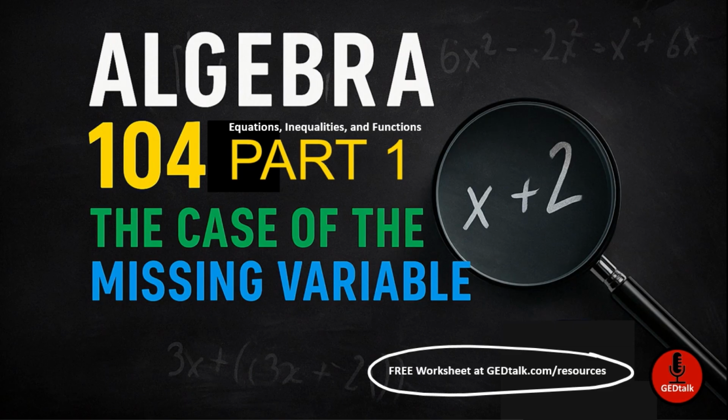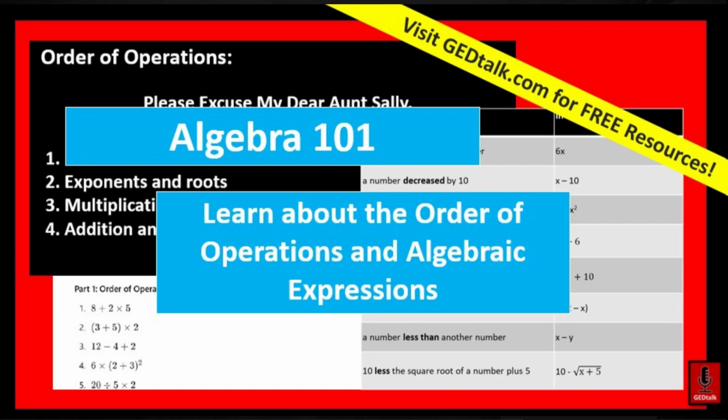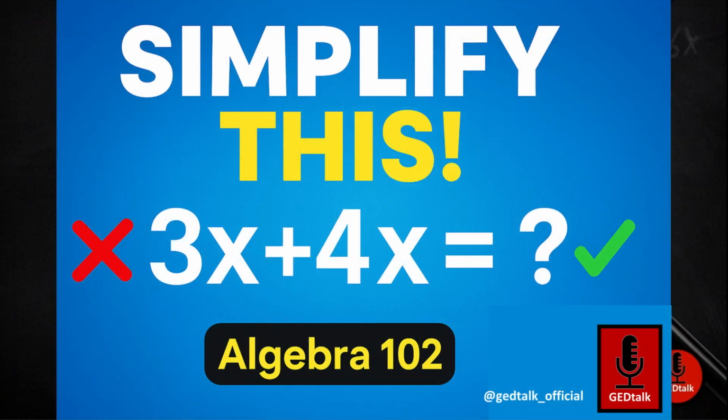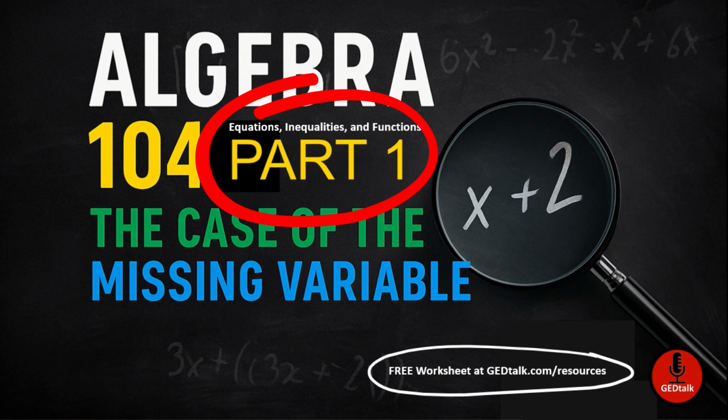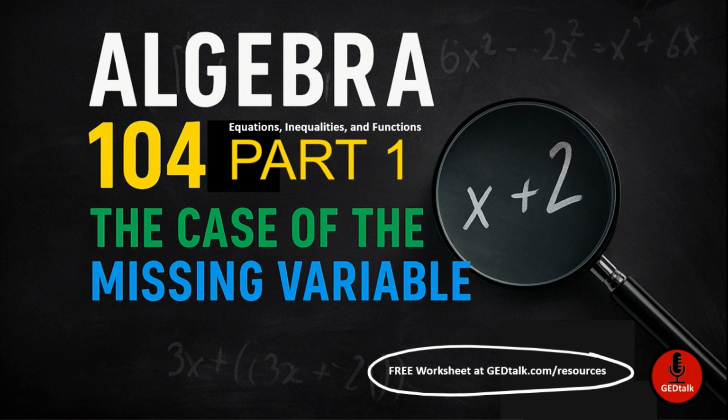Thank you for joining me for Algebra 104, Part 1, the case of the missing variable. And if you're wondering, if this is 104, is there a 101, a 102, and a 103? Yes, there are, folks. This video is part of the Algebra series. And algebra is one of the maths that will be tested on the GED exam along with geometry. This algebra series has been broken up within the different courses, the 101, 102, 103, and 104. And you'll notice that the 104 series starts with part 1 because we have 7 parts for this algebra series where we talk about equations, inequalities, and functions.